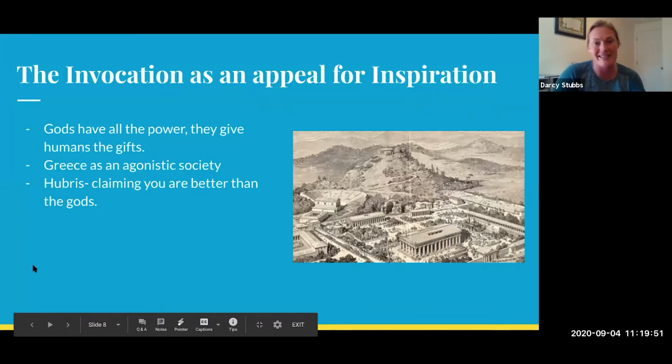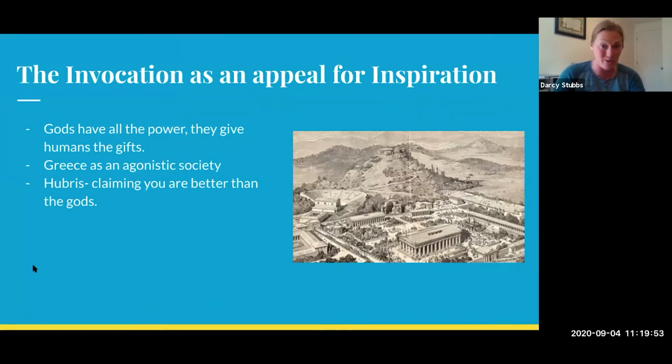So basically, the Invocation is an appeal for inspiration from these poets, because the gods essentially have all the power. They choose which humans they want to give the gifts to. The humans can't really do that themselves. And Greece itself was a really agonistic society, and that means it was incredibly competitive.